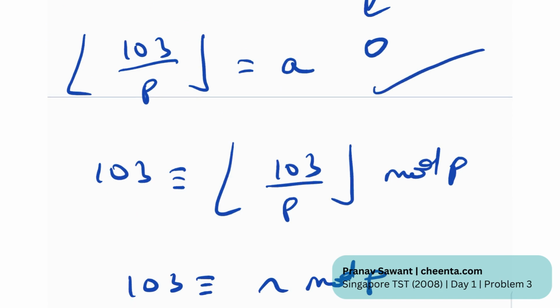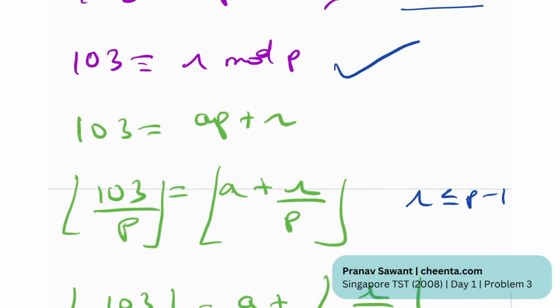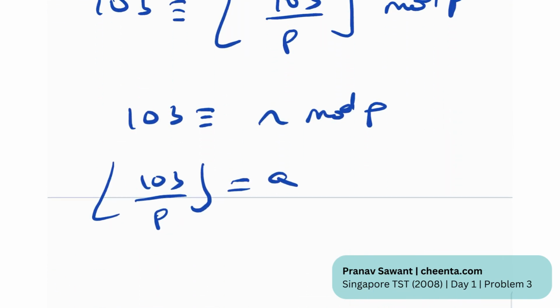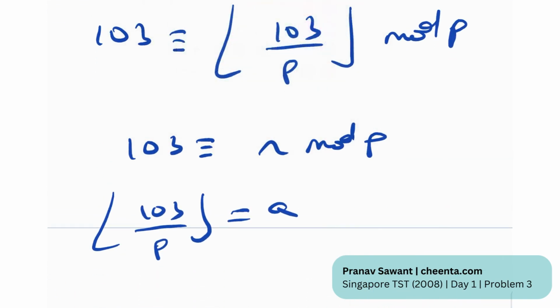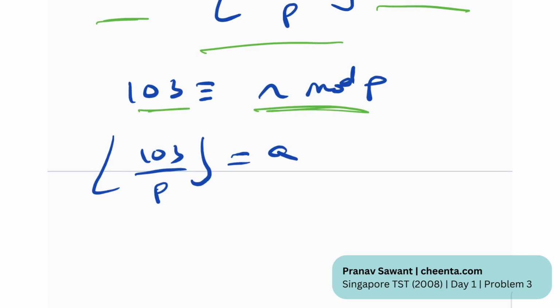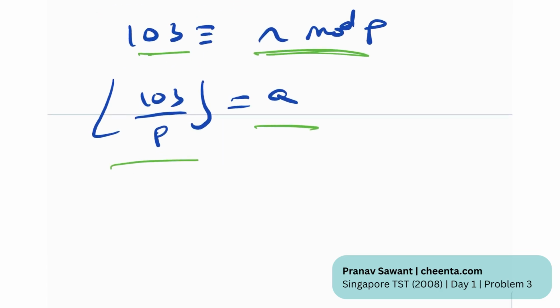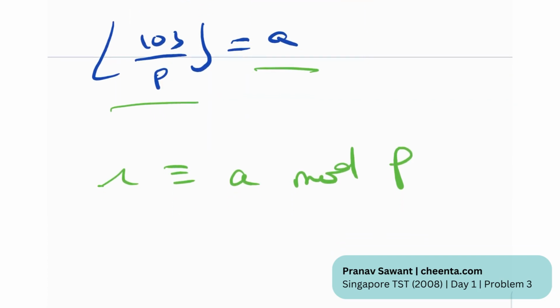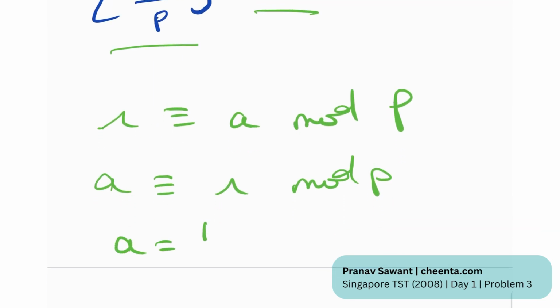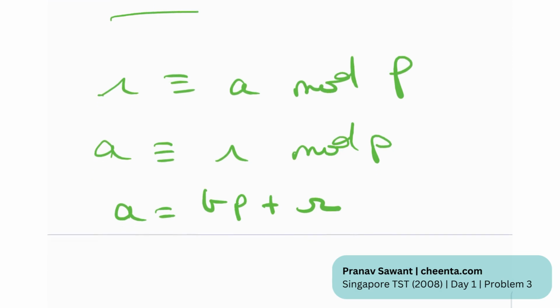Floor of 103 by P is equal to A, and the other result was 103 is congruent to R modulo P. So if I just incorporate this into our goal equation, 103 is congruent to this thing modulo P, and 103 is congruent to R mod P. And this thing is equal to A, so an equivalent way of stating that is R is congruent to A modulo P. They essentially leave the same remainder when divided by P. Or in other words, A is congruent to R modulo P. I can just state that as well. That implies that A is equal to some quantity B times P plus R. Because you have A is equal to BP plus R, you take modulo P, you get A is R mod P, and that's just an equivalent way of writing that.